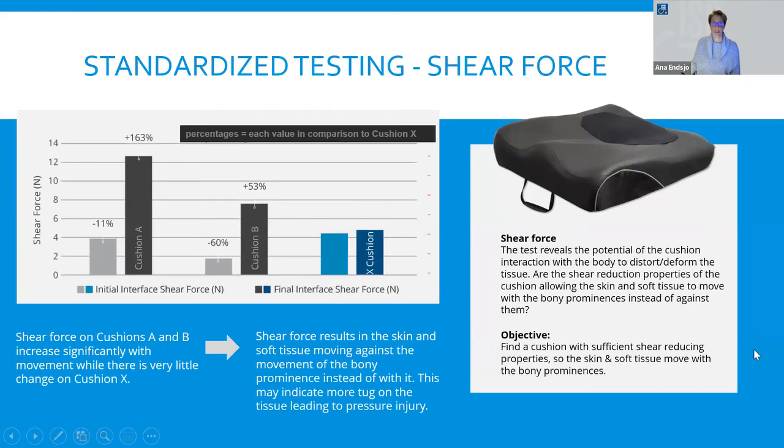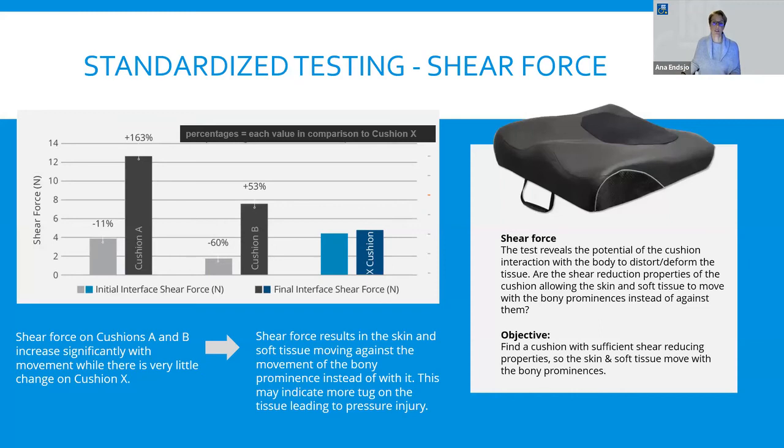All right, the next test I'm going to look at is the shear test. And this reveals the potential of the cushion interaction with the body to distort or deform the tissue. And what I'm trying to see is if the cushion in question has shear reduction properties built in that allows the skin and soft tissue to actually move with the bony prominence instead of against them, okay?